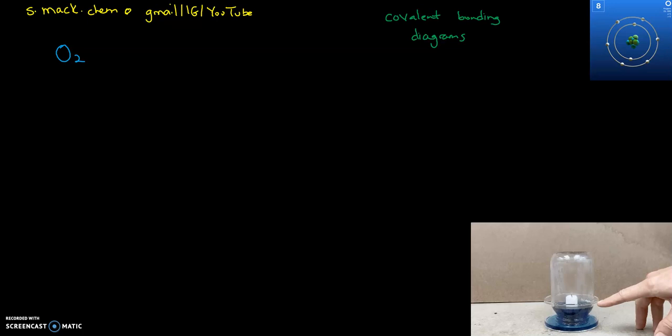Hey guys, so we're doing a covalent bonding diagram today, and our molecule that we are going to draw is oxygen of the formula O2. In order to draw an oxygen molecule, we need to figure out the number of valence electrons in the outer shell of the atoms, that is the elements present in one molecule of O2.